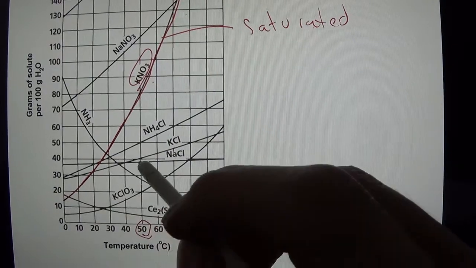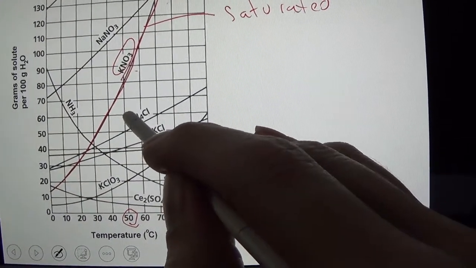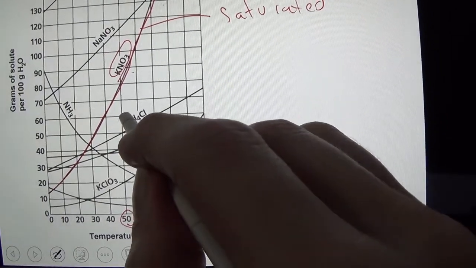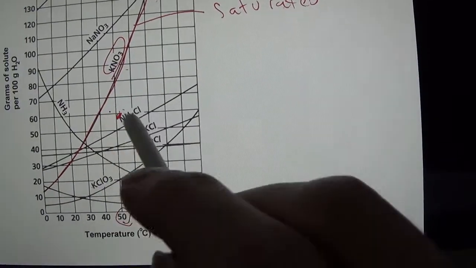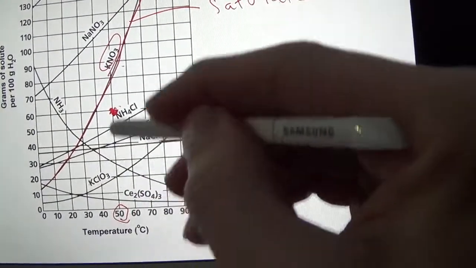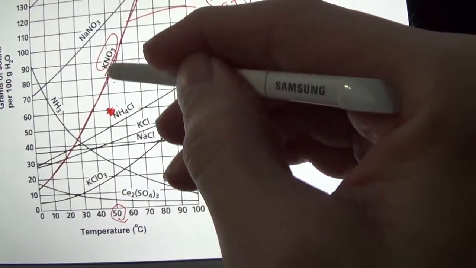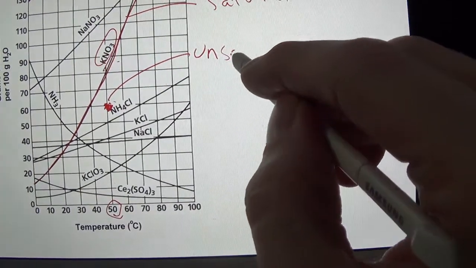So at 50 degrees and 60 grams, I'm right here. Now I'm still talking about potassium nitrate. I don't know why that didn't leave a dot. There we go. I'm still talking about potassium nitrate, but I'm right here at 50 degrees, that is below the line. So below the line is unsaturated.